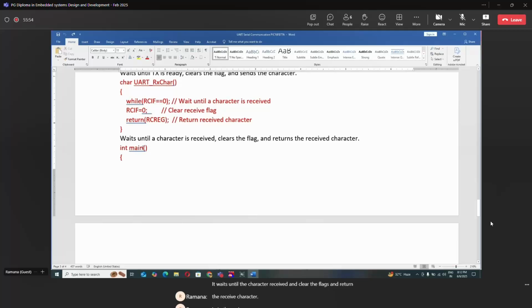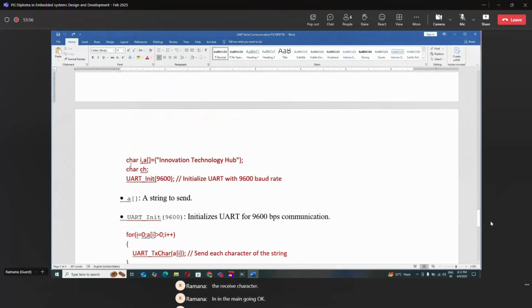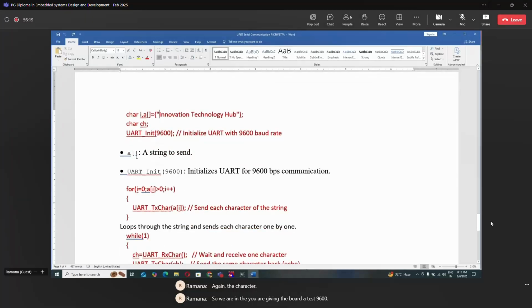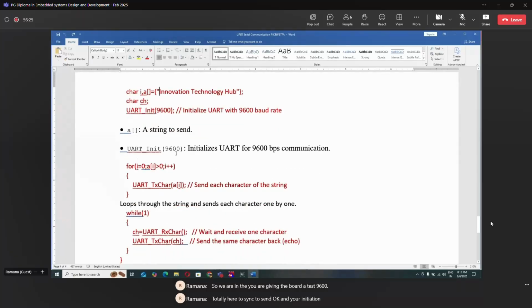In the main, okay. So here the character, and we are giving the string, technology innovation technology hub. Again the character. So in the UART initialization, we are giving the baud rate as 9600. So the string is sent, okay. UART initialization for 9600 bits per second for communication.